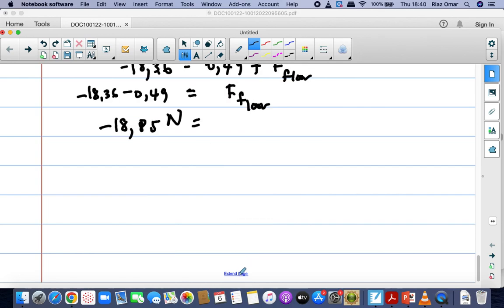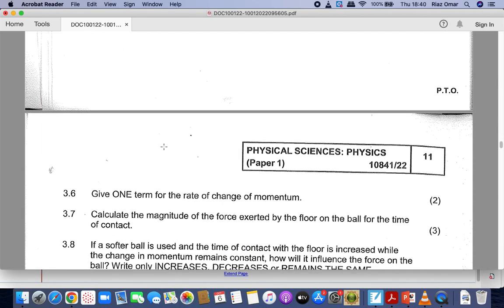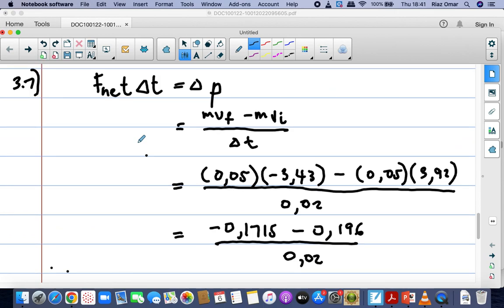The question didn't ask the direction, it asks you to calculate the magnitude of the force exerted by the floor on the ball for the time of contact. So then it will be 18,85 upwards. The force of the floor on the ball will be 18,85 newtons. So that will be the answer for question 3.7.